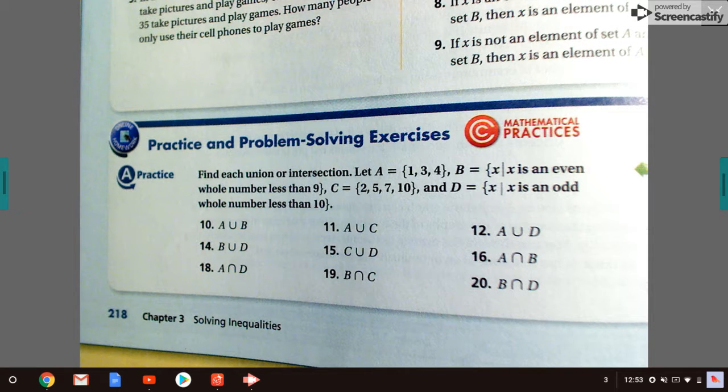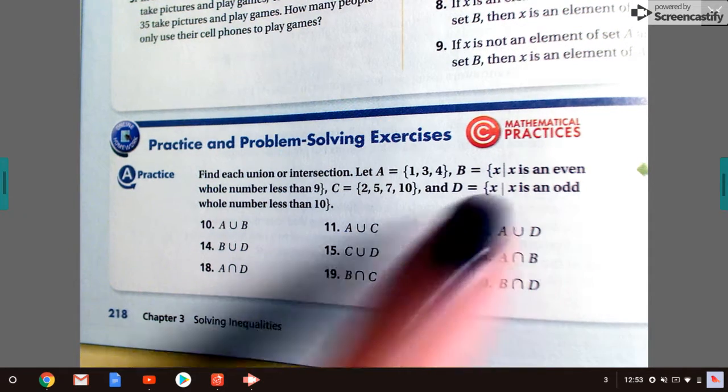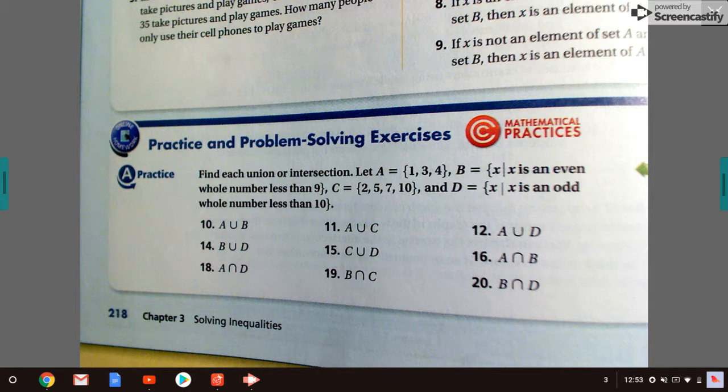So it says find each union or intersection. Let A be the set 1, 3, 4, and B be the set X such that X is an even number less than 9. C is 2, 5, 7, 10, and D is the set X such that X is an odd number less than 10. So on your bookwork, you're going to end up doing a set of 11 through something odds. I'd like you to be able to understand what these mean from the get-go.